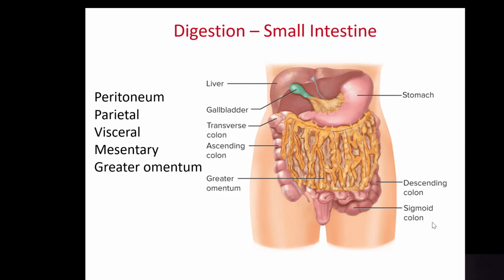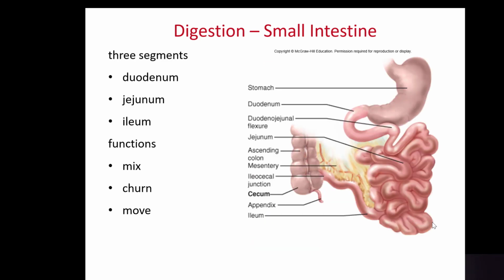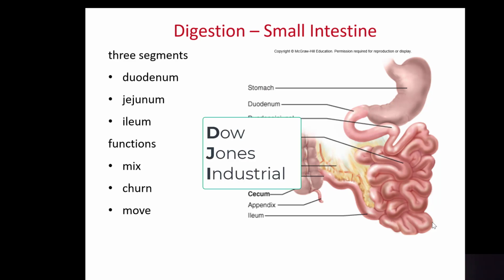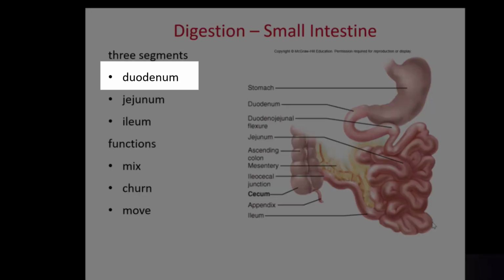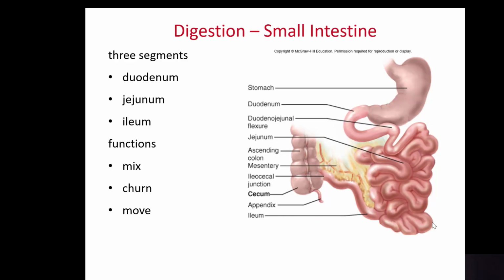All right, so the three sections of the small intestine are listed right there: the duodenum, the jejunum, and the ileum. So if you want a mnemonic to remember them, you can remember the Dow Jones Industrial, DJI, duodenum, jejunum, and ileum. So the first one is the duodenum, and this is the first 9 to 10 inches of the small intestine.